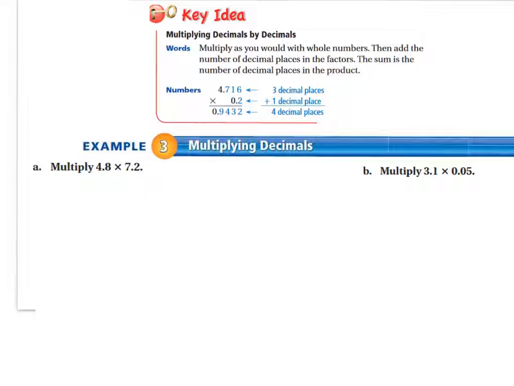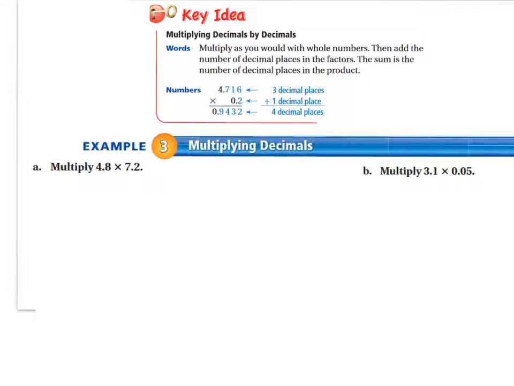Key idea, multiplying decimals by decimals. Multiply as you would with whole numbers, then add the number of decimal places in the factors. The sum is the number of decimal places in the product. For example, 4.716 times 0.2, you multiply as you normally would. Then you go back and now both factors have decimal places in them. So you count the number of decimal places in the first factor, and there are 3. Count the number of decimal places in the second factor, there is 1. You add those two together, and there are 4 decimal places between the two factors together. So in your answer, you move your decimal 4 places.